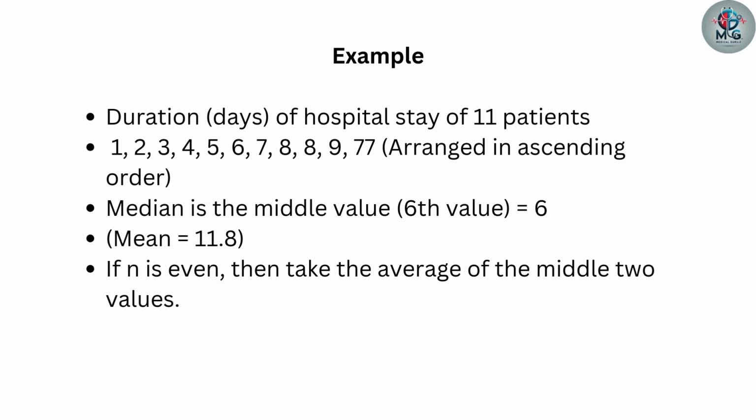Example. Duration of hospital stay of 11 patients: 1, 2, 3, 4, 5, 6, 7, 8, 8, 9, 77. Median is the middle value, equals 6. If n is even, then take the average of the middle two values.